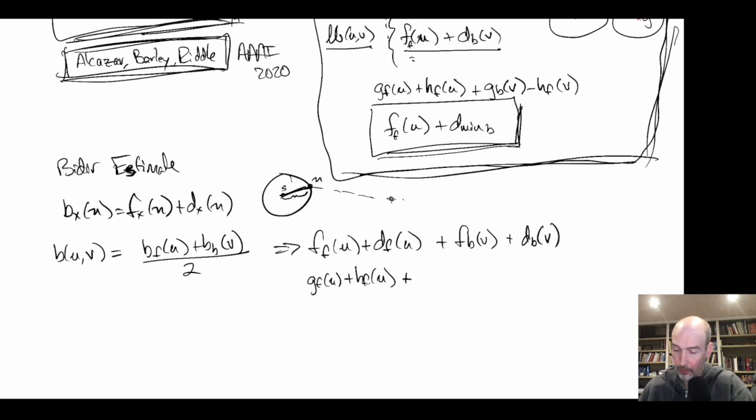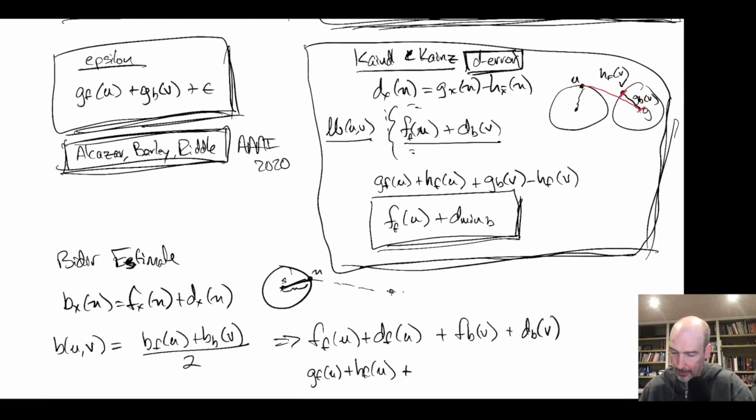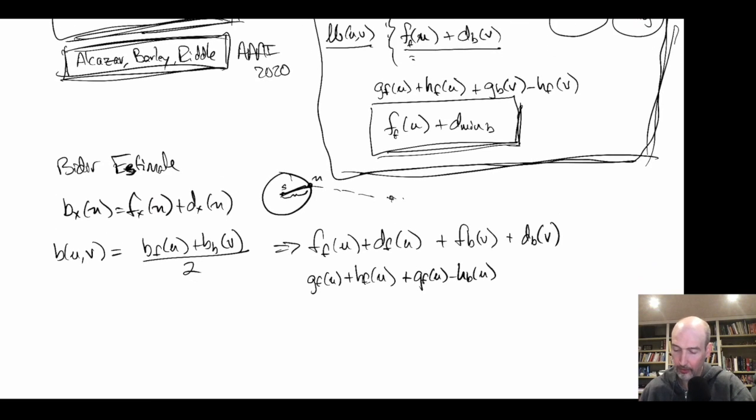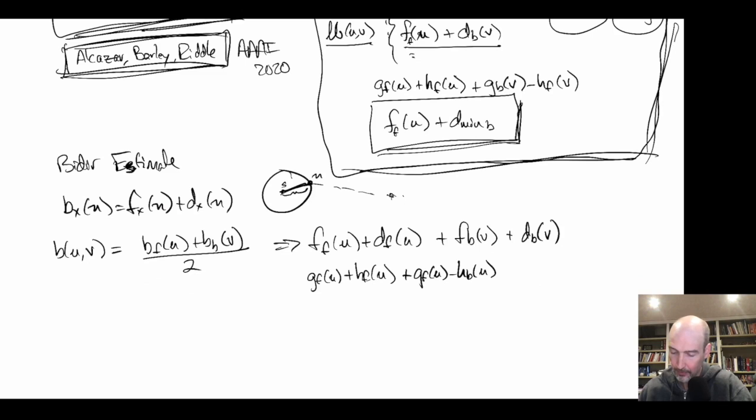And then what is D in the forward direction? Well, D in the forward direction right here is G in the forward minus H in the backwards. So this is going to be G in the forward direction of U again, minus H in the backwards direction of U. And then I'm going to get the same thing continuing here. So F in the backwards direction is going to be G in the backwards direction of V plus H in the backwards direction of V, plus G in the backwards direction of V minus H in the forward of V.